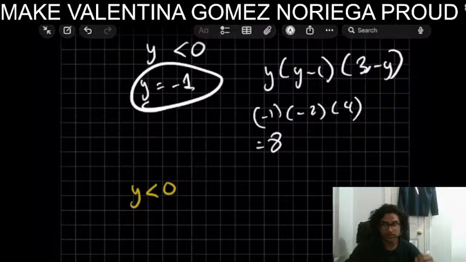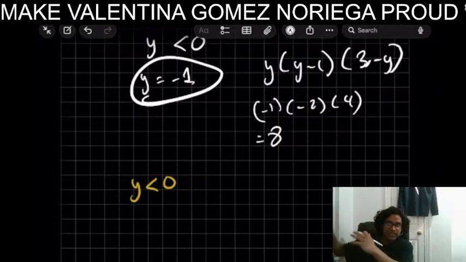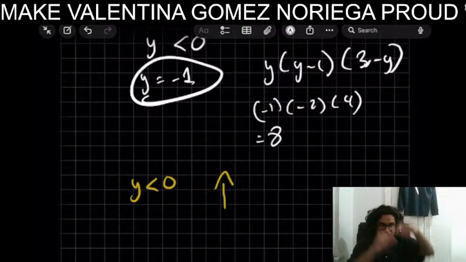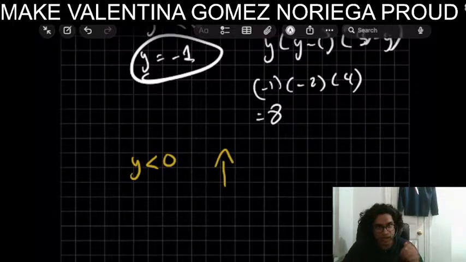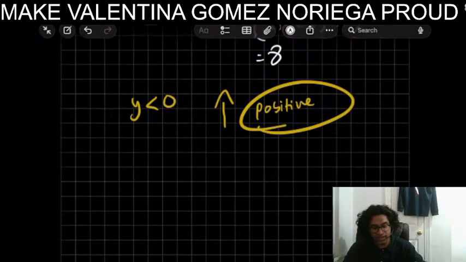So when y is less than 0, for any interval for y less than 0, it is positive. And if it is positive, we say that it will go arrow up. We're going to draw a graph, and then I'm going to explain the arrow up, arrow down. Don't worry about it. So when y is less than 0, it'll be positive, which means it is going to go up. Now, interval 2.